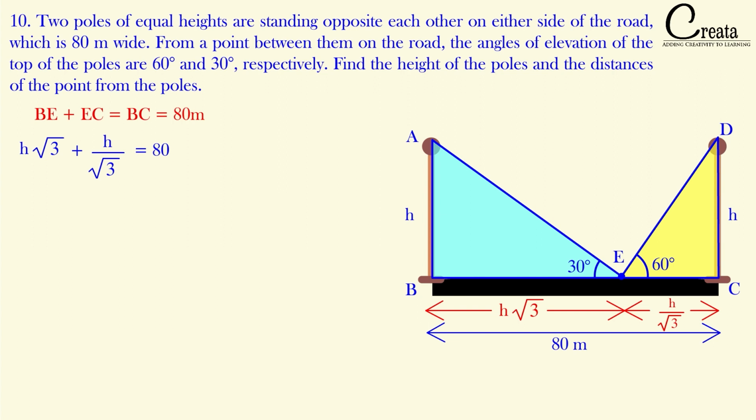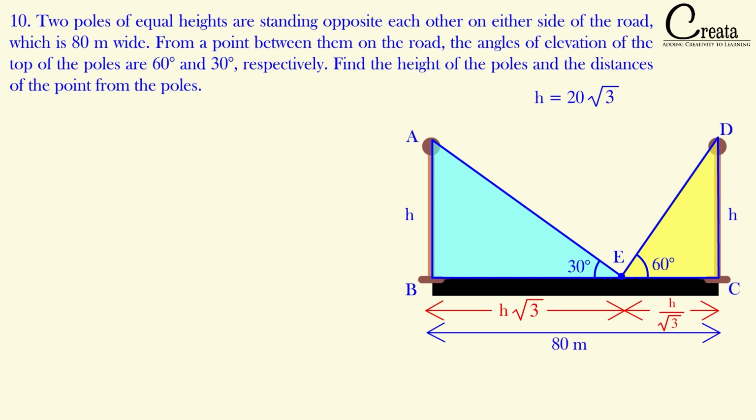Let's take the LCM as root 3. We got 3H plus H upon root 3 is equal to 80. Let's further solve it. We got 4H is equal to 80 root 3. So H is equal to 20 root 3 meters. H is the height of the pole. So we got the one part of the question, that is the height of the pole, H as 20 root 3 meters.